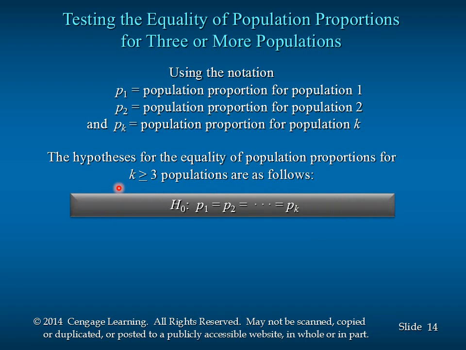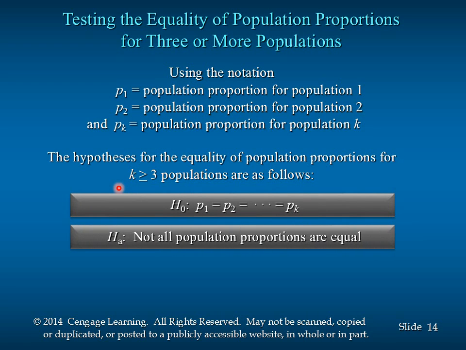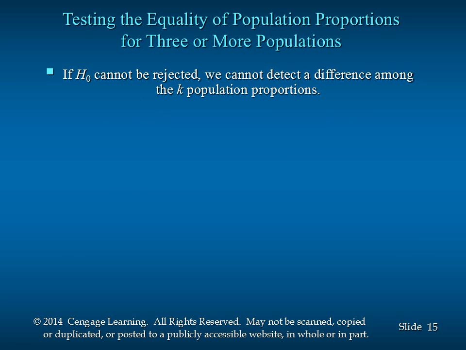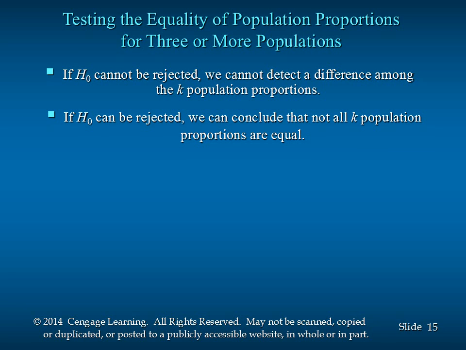And so your H0 is, are those proportions equal or not? And "or not" is your alternate hypothesis. And if you cannot detect it, if you can't figure out if there's a difference based upon a chi-squared test, then you would not reject the null hypothesis.